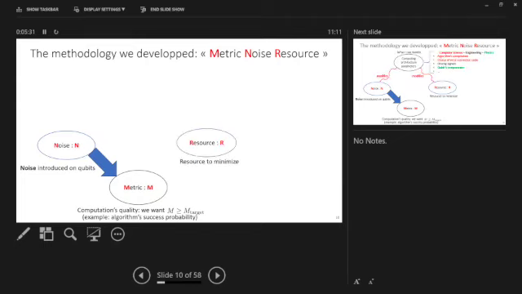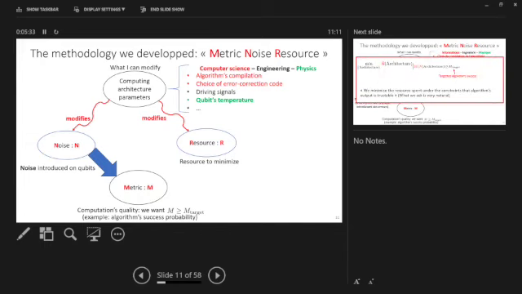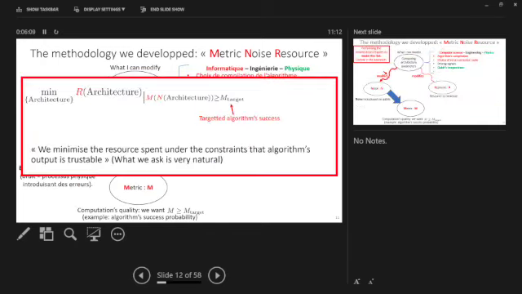You have the resource, so the energy or the power, the thing we want to minimize. And on top of that, you have what I will call the computing architecture parameter. This parameter can come from very different fields of science. It can come from computer science, like the way you compile the algorithm, down to physics, like the temperature of your qubit. When you modify this parameter, you modify on the one hand the noise felt by the qubits, but also the energy that your computer requires. And because the noise is modified, you modify the quality of your computation, quantified by the metric.